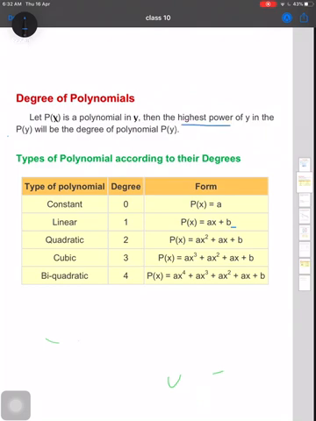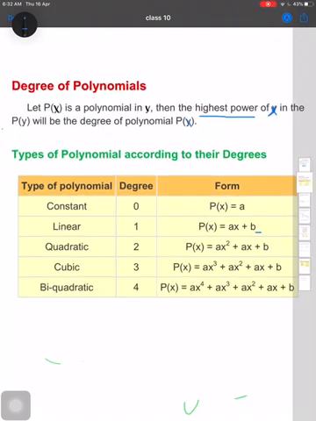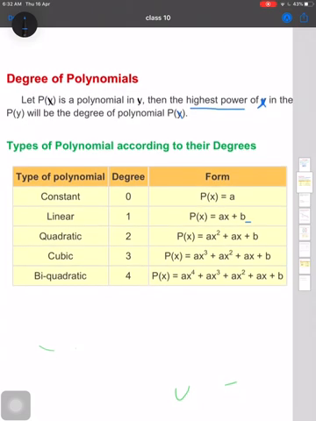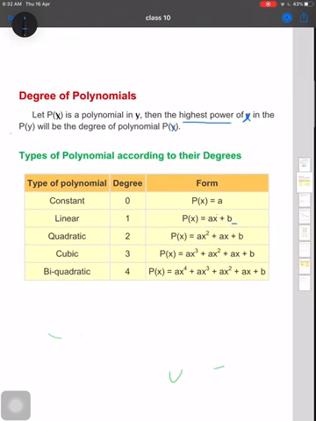Now the next term is degree of a polynomial. So degree of the polynomial, you know also, the highest power of x in p(x) is known as the degree of that polynomial. In this table you can see the types of polynomials according to their degrees. So here see, in this, what is the highest power? The highest power of x is 1, so degree will be 1 and it is known as linear. In this example, see, the highest power of x is 4, so degree is 4 and it is biquadratic.